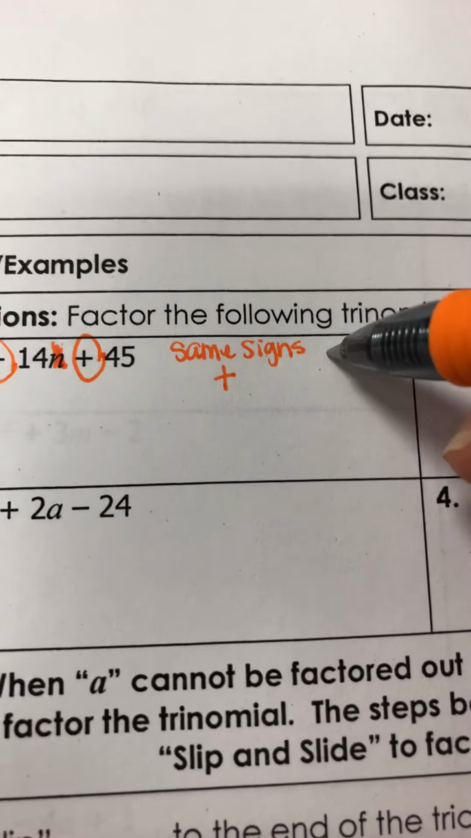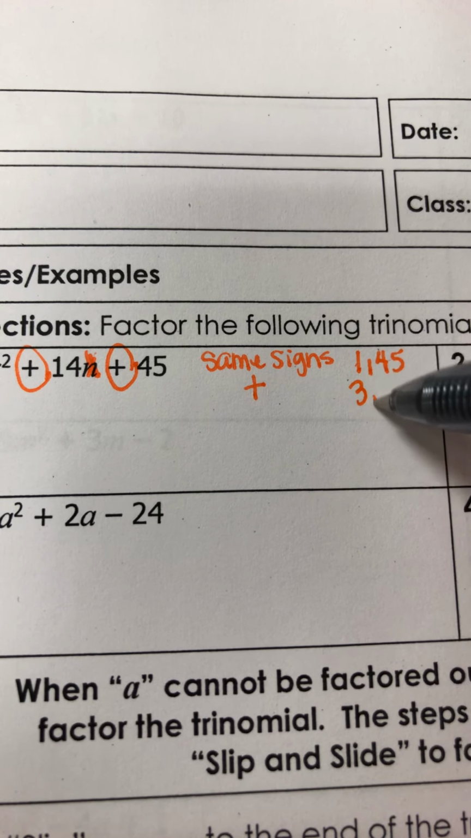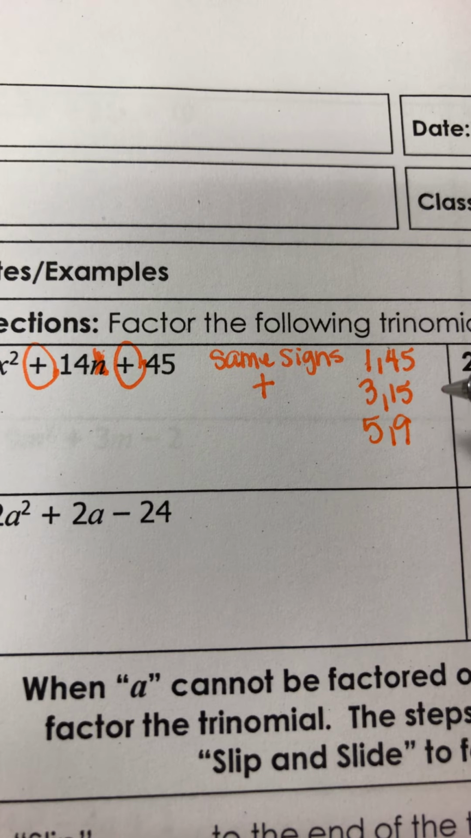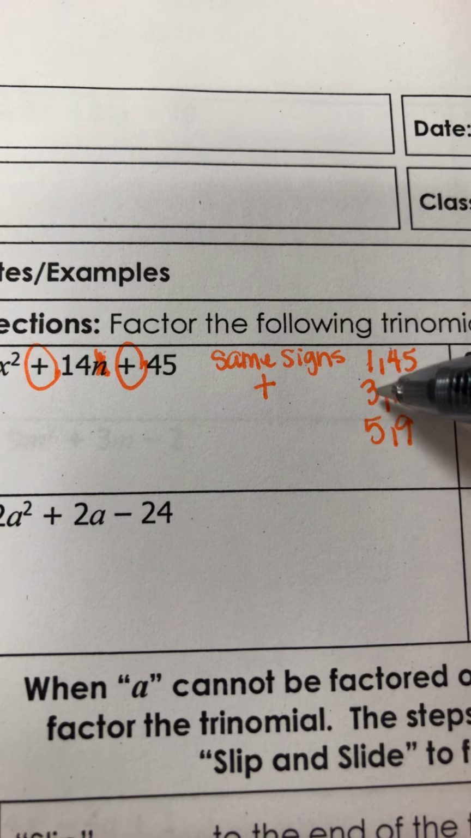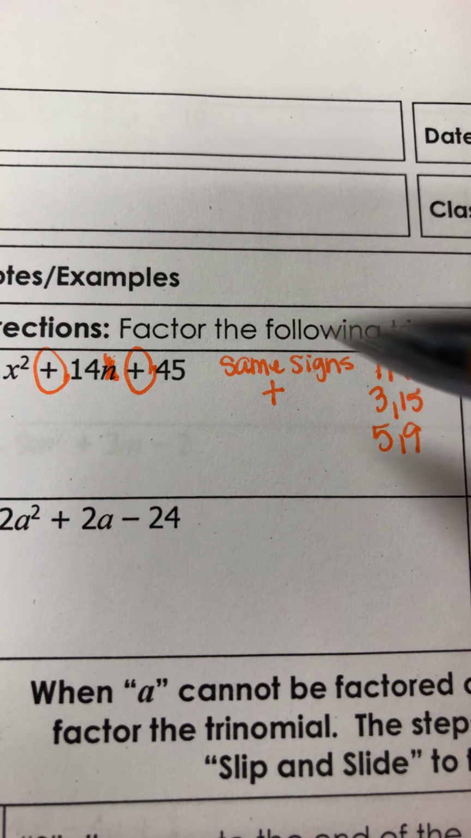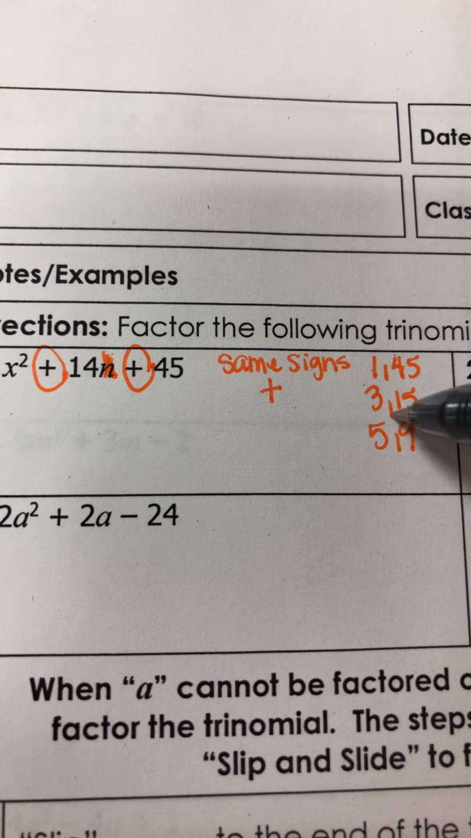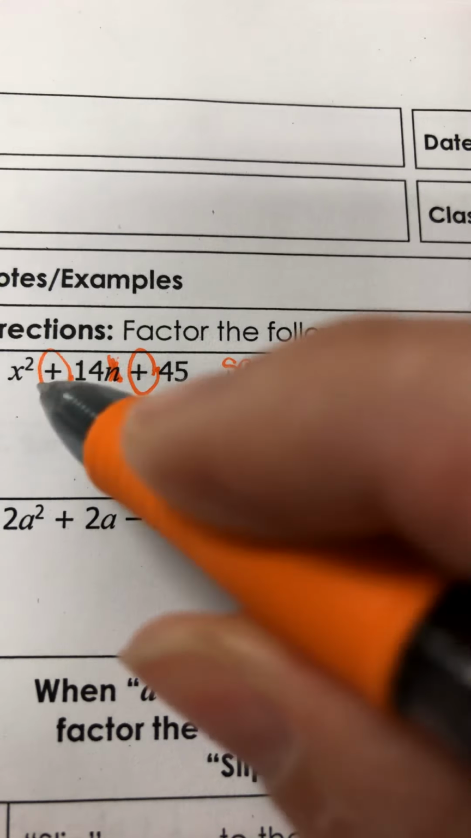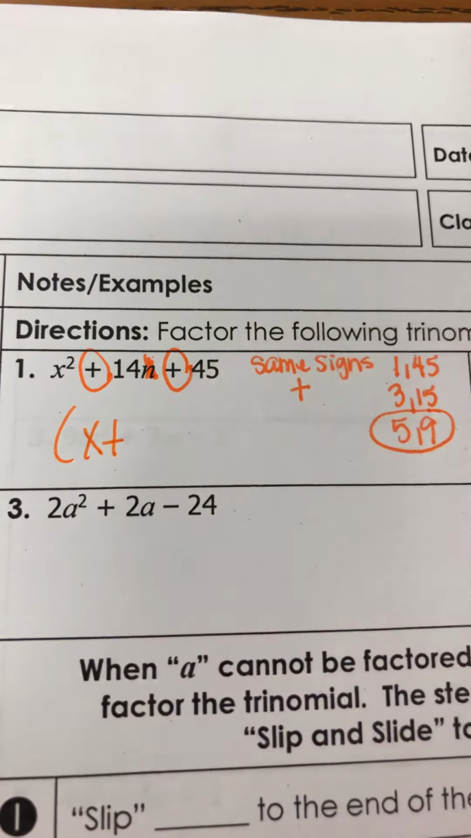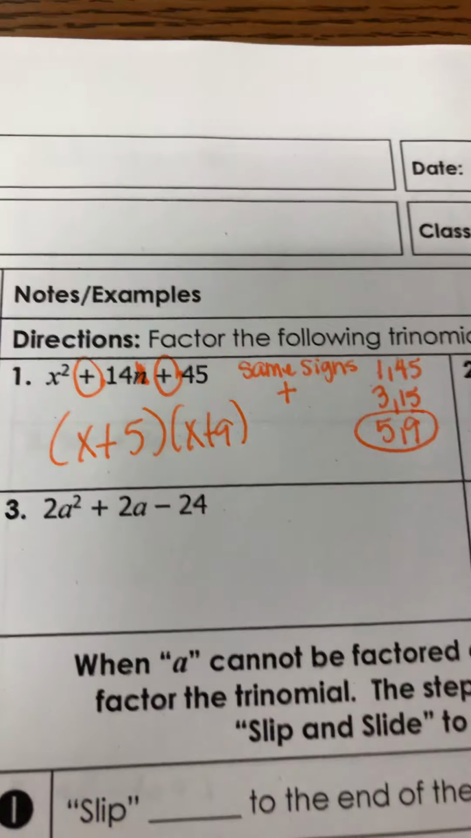So let's take 45 and list our factors. 1 times 45, 3 times 15, and 5 times 9. Again, my factors need to have the same signs, both positive. Now all 3 of these will multiply and give me 45, but only 9 and 5 will add together to give me 14. So my factored form is x plus 5, x plus 9.